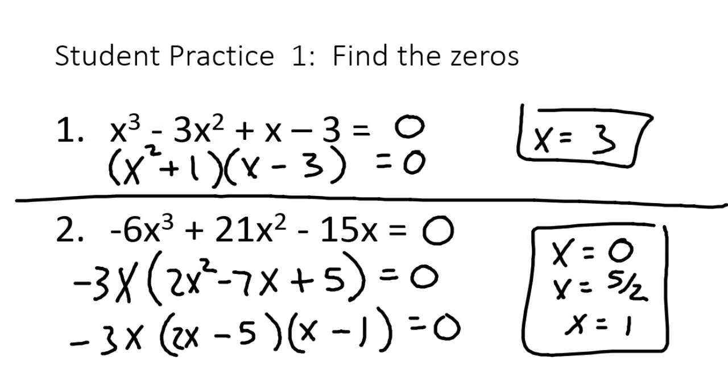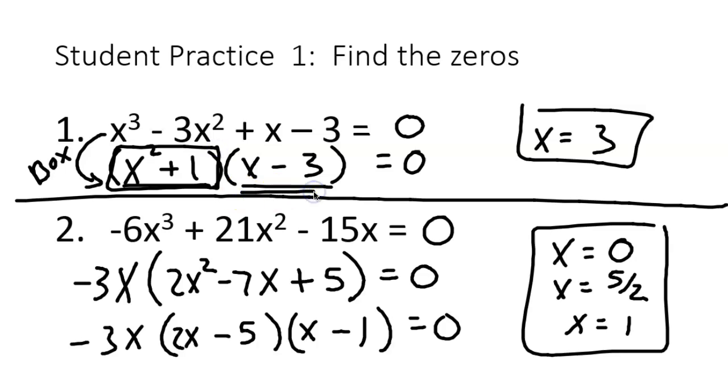Okay, guys, so the answer number 1 is 3. And the answer number 2 is 3. There's 3 different answers for that one. We have 0, 5 halves, and 1. So for number 3, we start by factoring it using the box method. If you did the box method appropriately, you'd get these 2 factors as a result. Now, if you set this one equal to 0 and solve, you're going to get imaginary numbers.